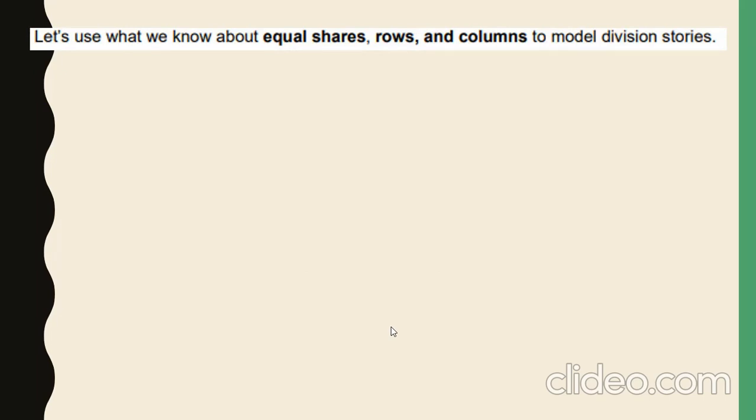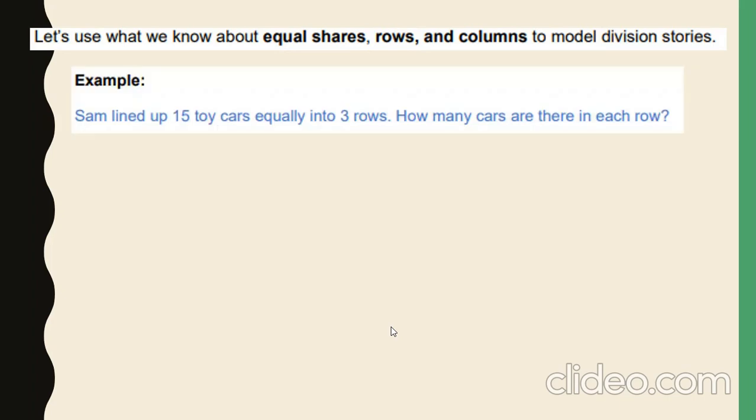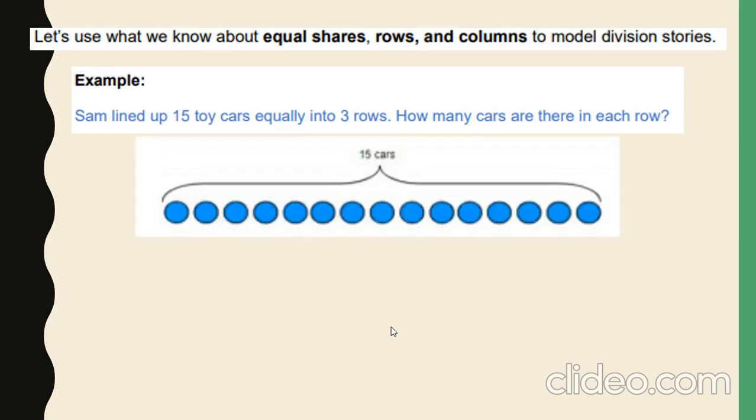Let's use what we know about equal shares, rows, and columns to model division stories. Sam lined up 15 toy cars equally into 3 rows. How many cars are there in each row? Take a look at the model. To divide the toy cars equally into 3 rows, we can place 1 at the beginning of each row, like a line leader.